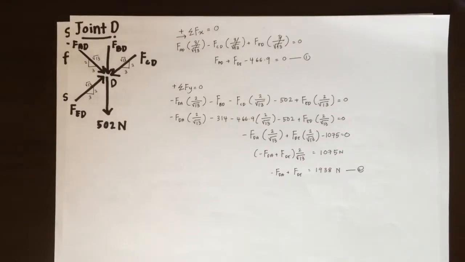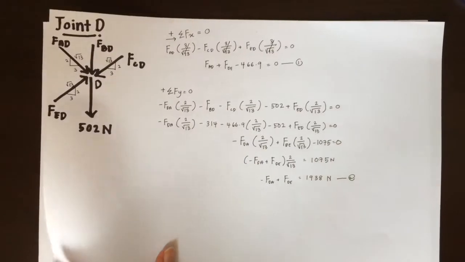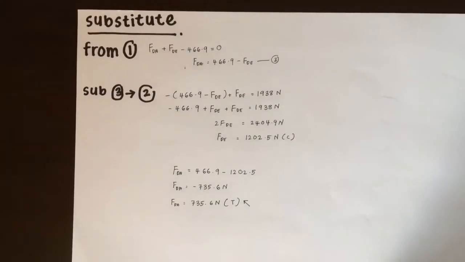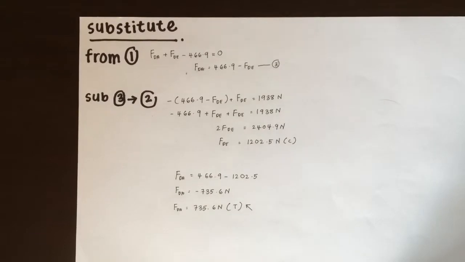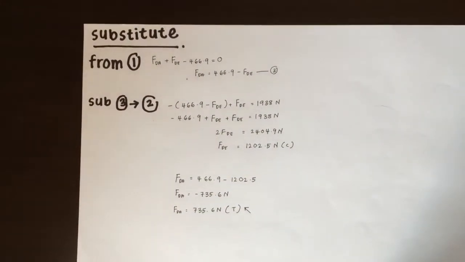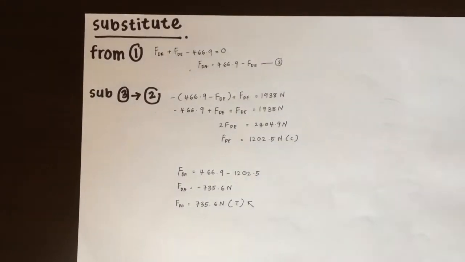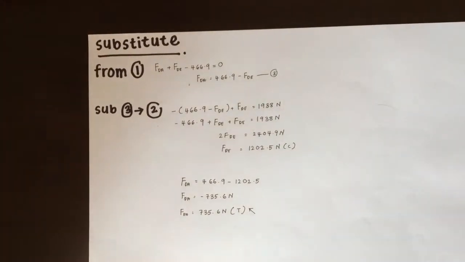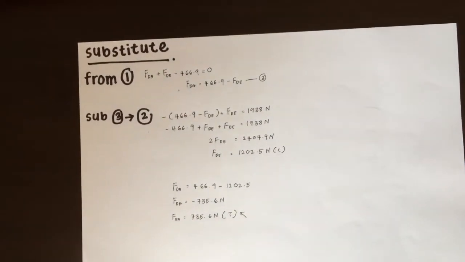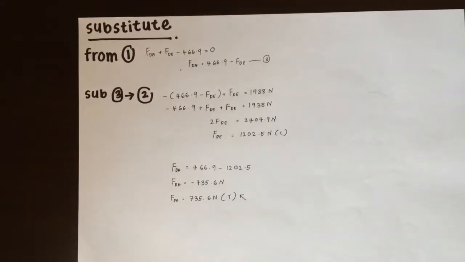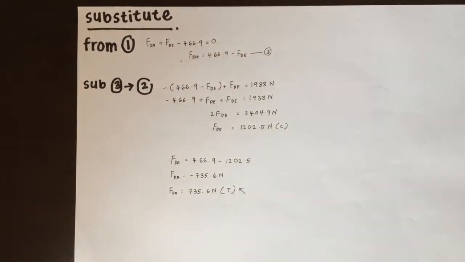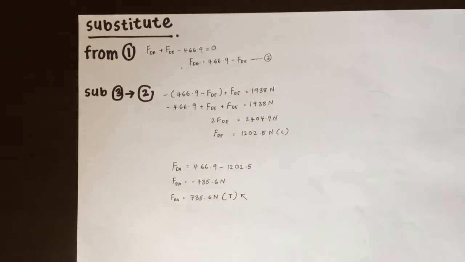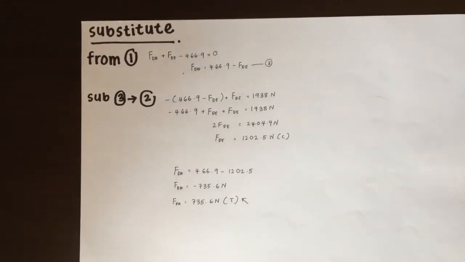Since both equations have two unknowns, we have to make a simultaneous equation. Substitute from equation number 1, FDA plus FDE minus 466.9 equals to 0. Let FDA equal 466.9 minus FDE, and we will get equation number 3. And then substitute equation number 3 into number 2: negative bracket 466.9 minus FDE close bracket plus FDE equals to 1938 Newton. Solve the equation and we will get FDE equals to 1202.5 Newton compression.